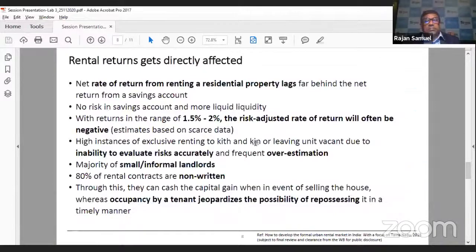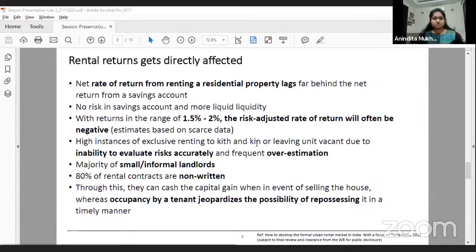So all this put together points to low income, low rental yield and rate of return, which lags far behind the rate of return that a savings bank account is able to offer. Further, savings accounts are much less risky, almost no risk, with more liquidity. The risk-adjusted rental returns are often negative. The house owners, mostly small and informal landlords, end up renting to their kith and kin without a written agreement or leave their units vacant.